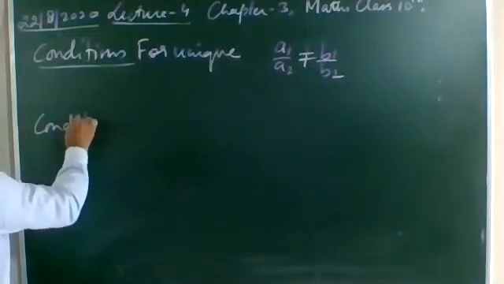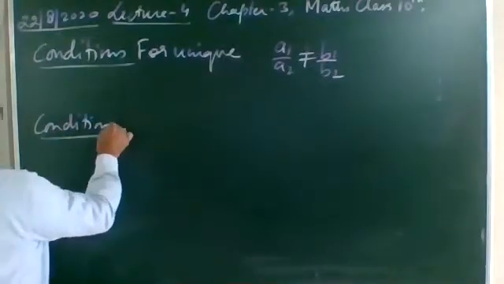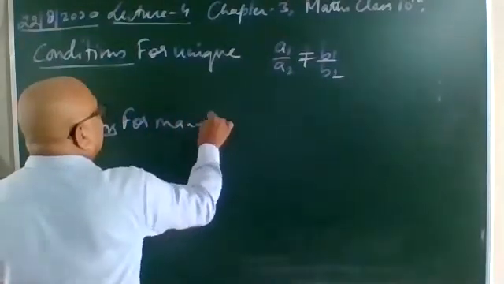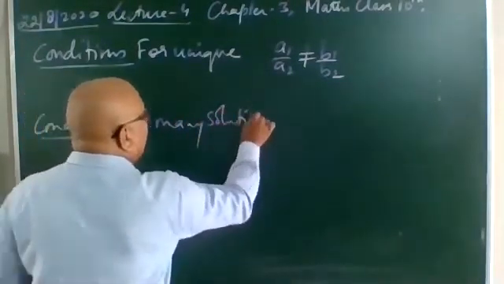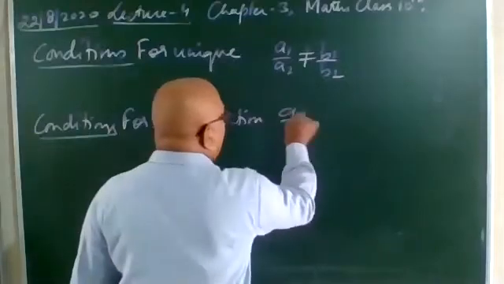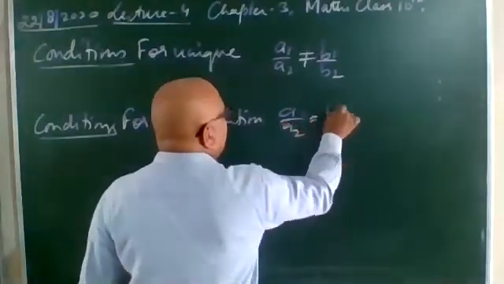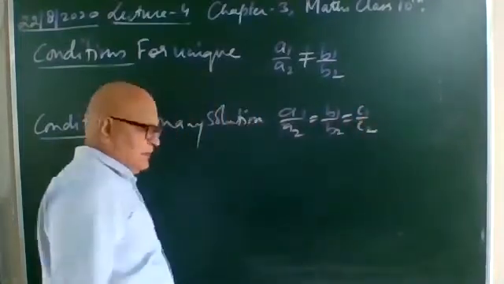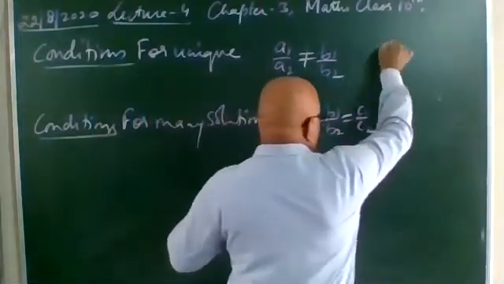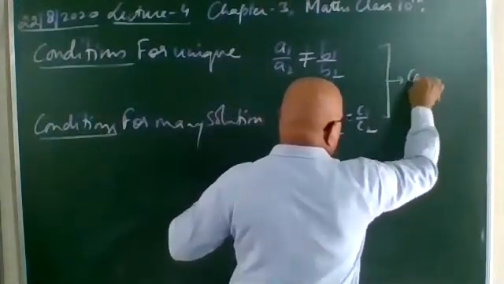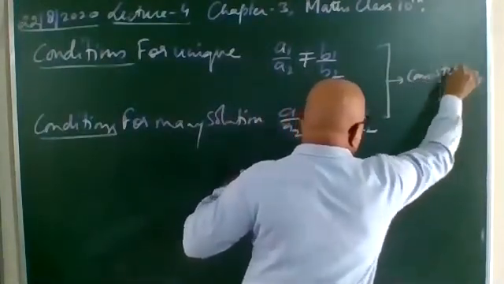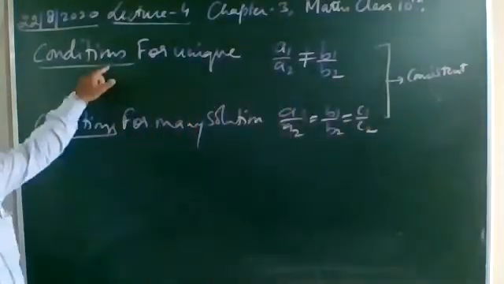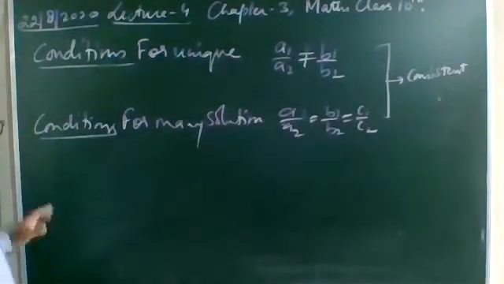Conditions for many: A1 upon A2 equal to B1 upon B2 equal to C1 upon C2. Consistent for unique, consistent for many.